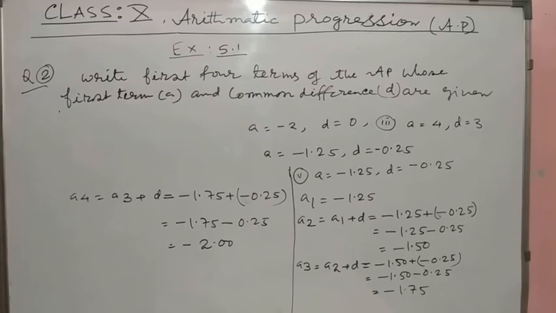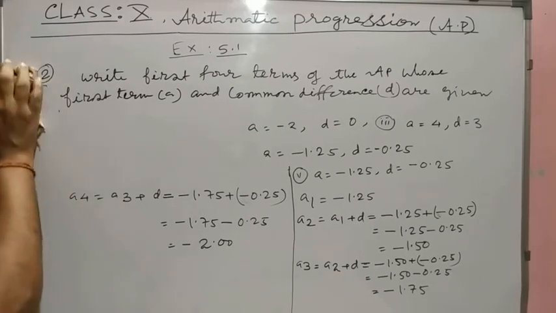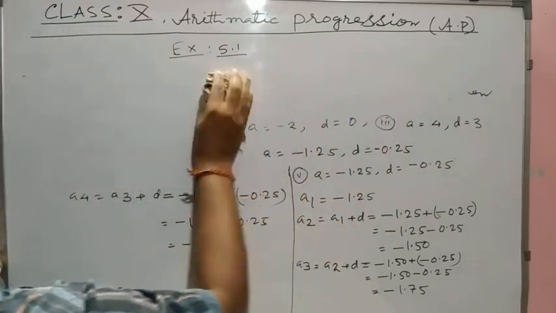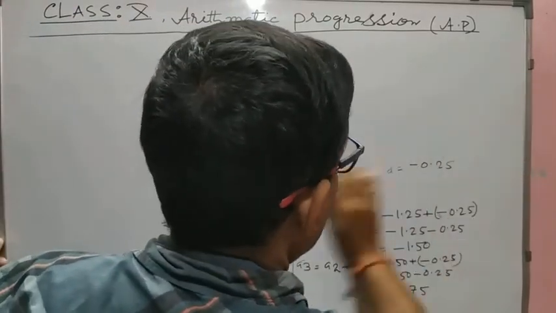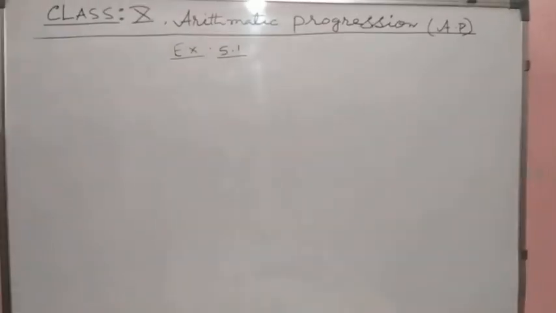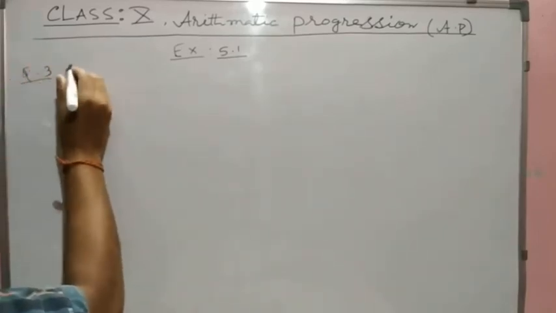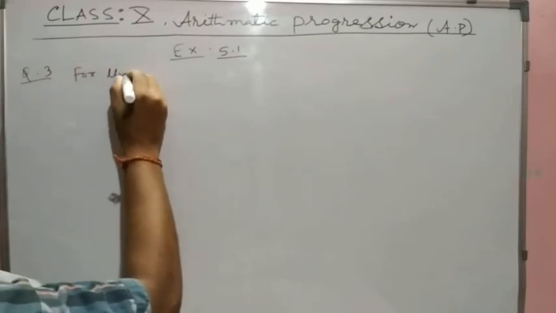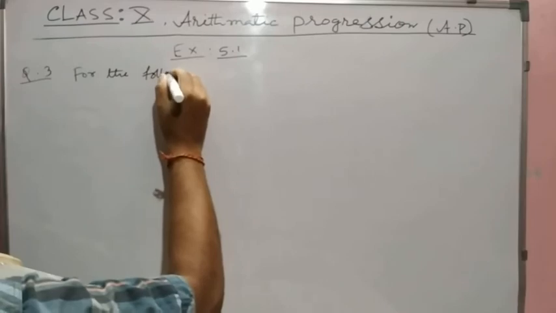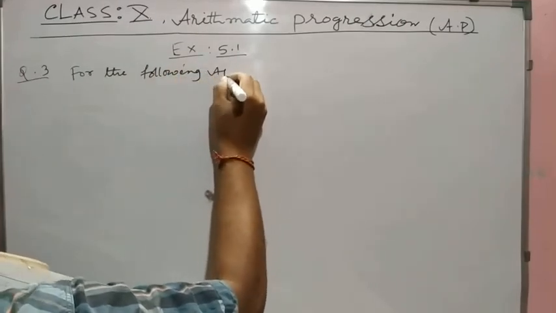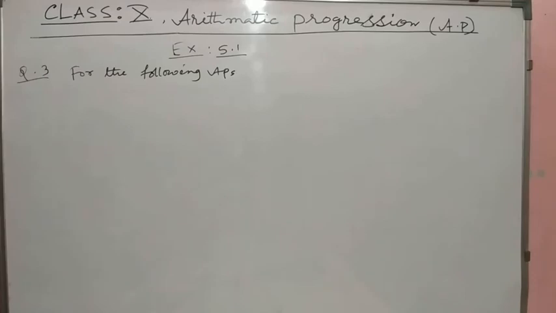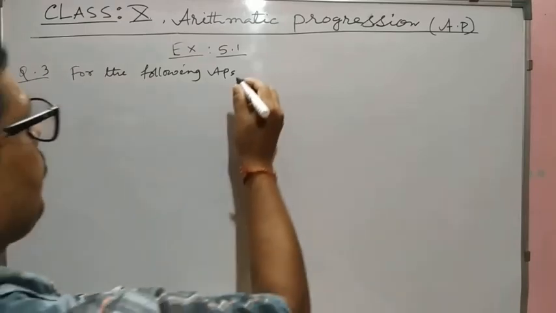Next. See question number 3. Exercise 5.1, question number 3. Question number 3 you see. Here given, for the following APs, write first term and the common difference. So it's a very simple question. Question number 3. For the following APs, write the first term and common difference.